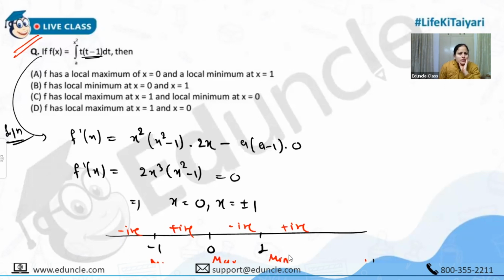So observe the options: f has a local maximum at 0 and local minimum at x is equal to 1. So yes, option A is correct. F has a local minimum, no. Local maximum, no. So only option A is correct, because at 0 the function has its maximum value, and at 1 and minus 1 the function has its minimum value. So our option A is correct only.